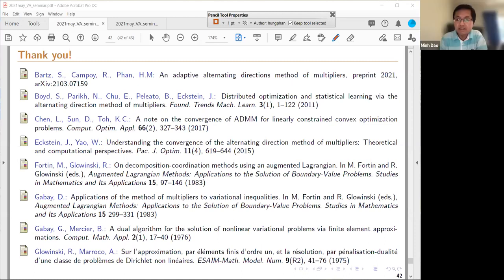And we have the next question from Gary. Thanks for the talk, Hùng. In my mind, one of the real strengths of the Douglas-Rachford algorithm is that if there's no solution, the iterates will diverge. With your adaptive Douglas-Rachford, do you still preserve divergence if the solution set is empty?